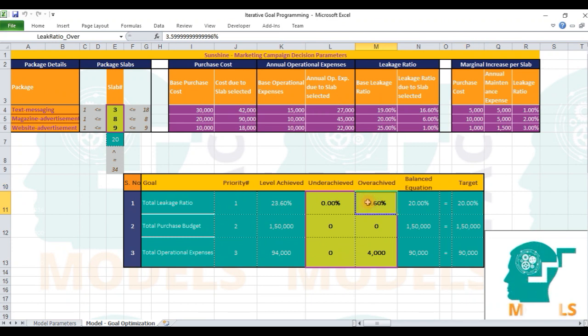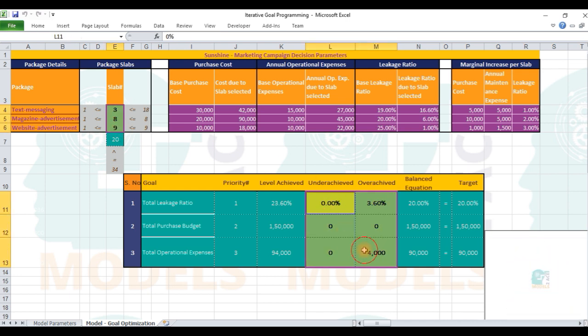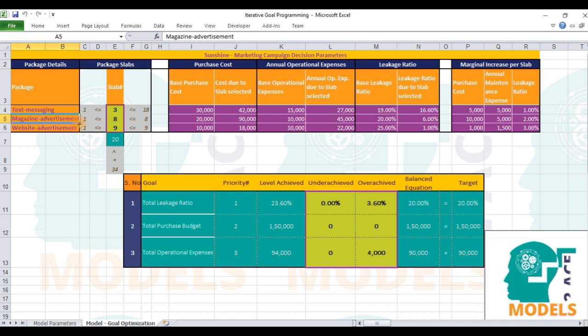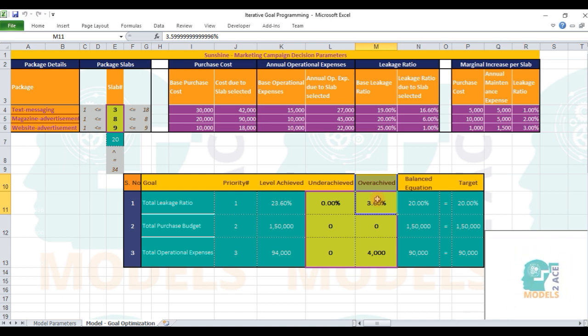Solver reports that it has found a solution, where all constraints and optimality conditions are satisfied. This is the set of decision values that solver has generated. The solution suggests that we select slab number 3 for the package on text messaging, 8th slab for magazine advertisement and the 9th slab for website advertisement. This leads to the optimized value of 23.6% for the level achieved under the leakage ratio, resulting in the target of 20% being overshot by this value of 3.6% for leak ratio_over.